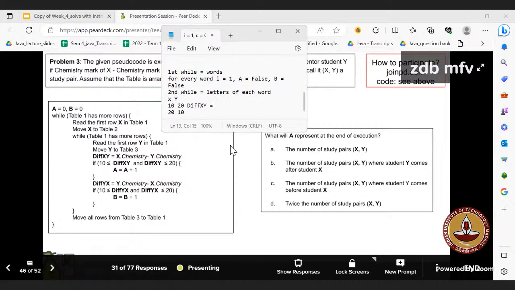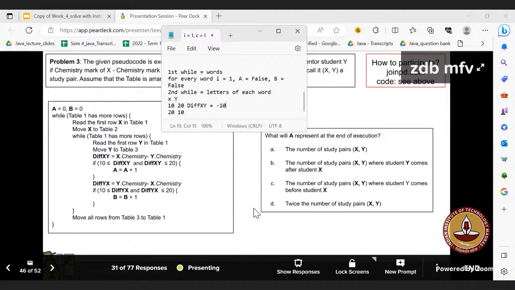Difference xy will be a negative number. So at that time, will that condition be satisfied? Is 10 less than or equal to difference xy? No. So the answer is minus 10, not difference xy.